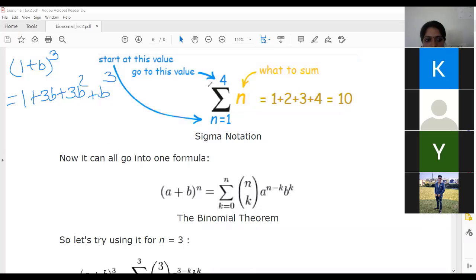How did you get this answer? I'm using the identity (a plus b) whole cube. Okay, if you want to find this expansion, if I ask you (1 plus b) whole raised to 5, then (1 plus b) whole raised to 5.